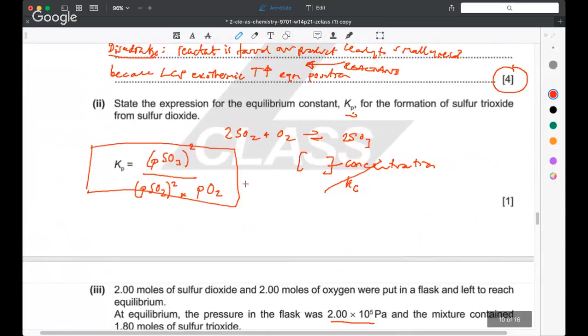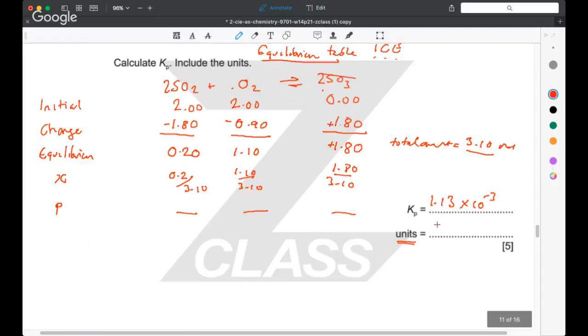So the units, because these are partial pressures, the partial pressure is measured in pascals. So if you had that expression for Kp, then you've got pascals squared at the top, haven't you? And you've got pascals squared in the denominator and times pascals. So that's going to cancel, that's going to cancel. The units here are going to be the reciprocal of pascals, or pascals to the minus 1. So your units there are pascals to the minus 1.